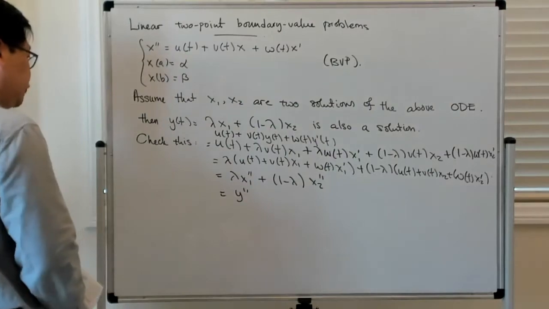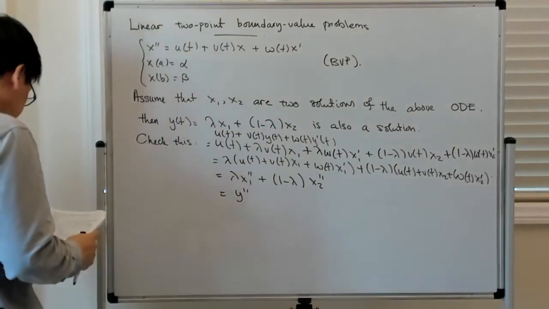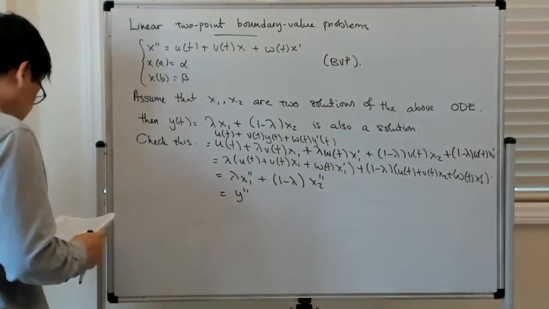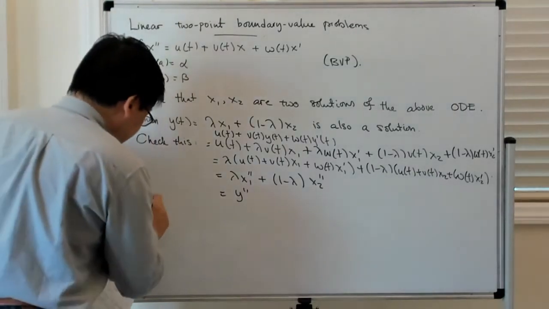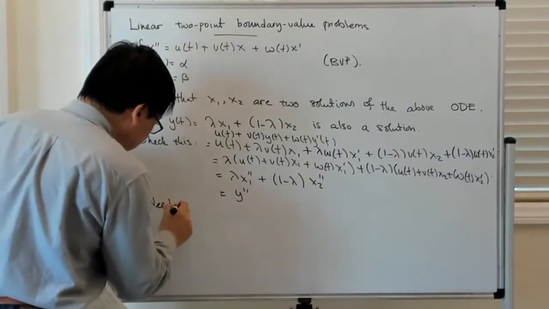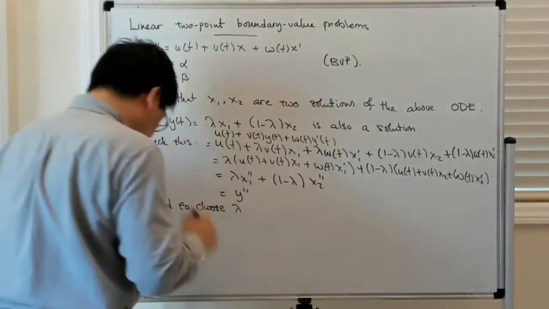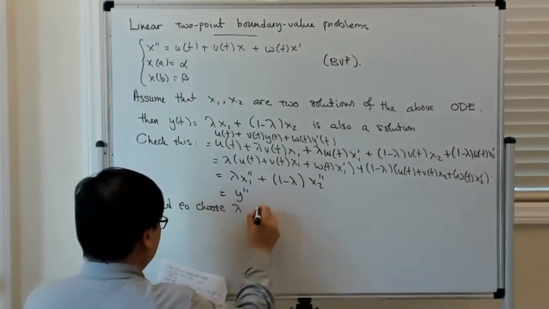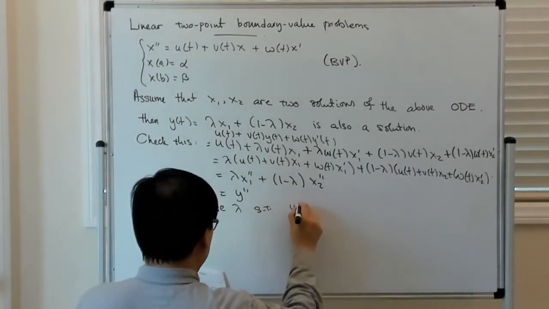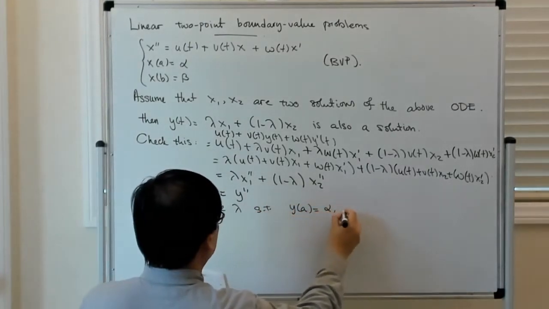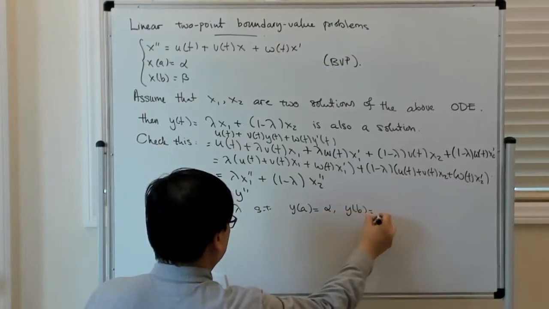Okay, it's not sufficient for it to be an arbitrary combination. All right, so I need to choose lambda such that y of a is equal to alpha and y of b is equal to beta.